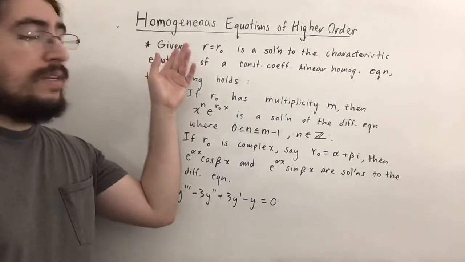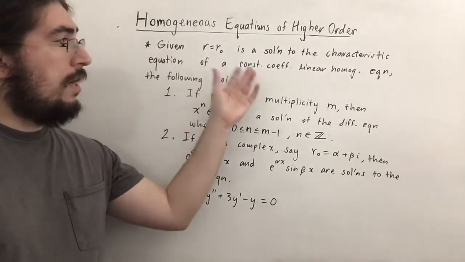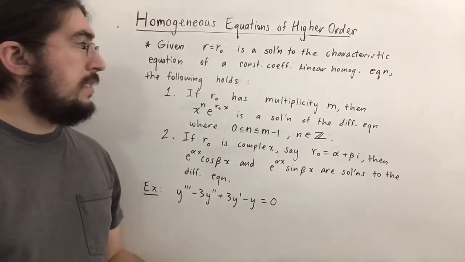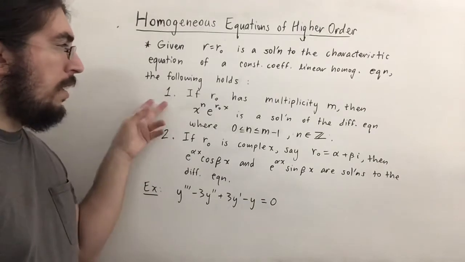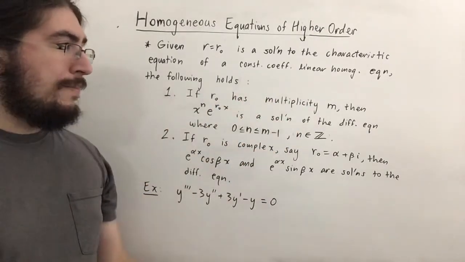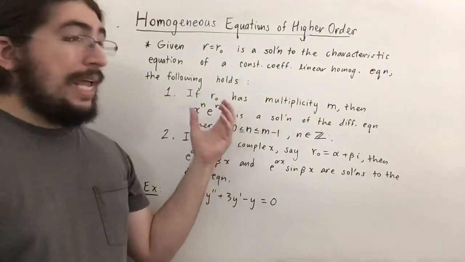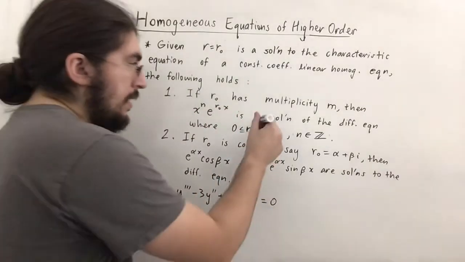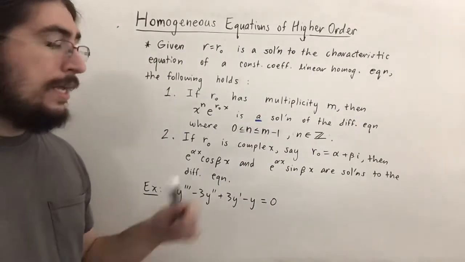Here I say, given that r equals r naught is a solution to the characteristic equation of a constant coefficient linear homogeneous equation, then the following holds. I break it down into two scenarios. One, if r naught has multiplicity m, then x to the n times e to the r naught x is a solution of the differential equation, where n is an integer.